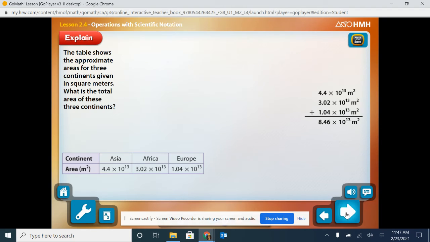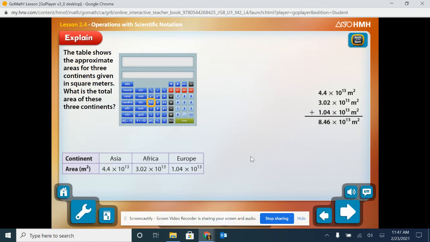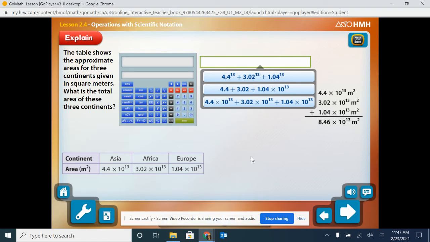Okay. And now I check. The table shows the approximate areas for 3 continents given in square meters. What is the total area of these 3 continents? Write the answer in scientific notation using more appropriate units. Use a scientific calculator to solve this problem. On many scientific calculators, you can enter numbers in scientific notation by using the EE key to take the place of times 10. To find the total area, you need to find the sum of the 3 areas. Which way would you write these 3 values to find their sum?